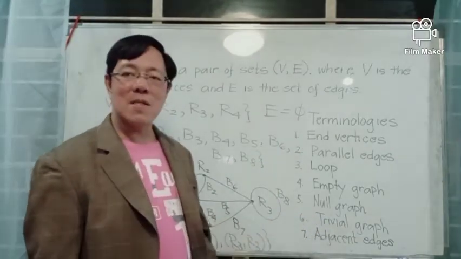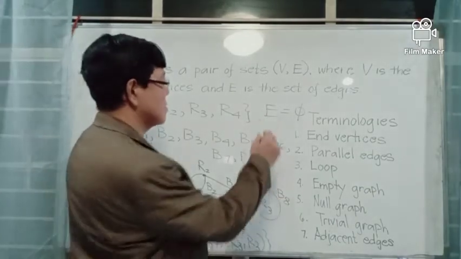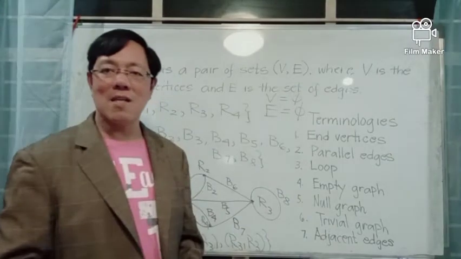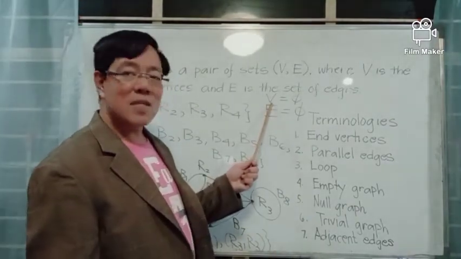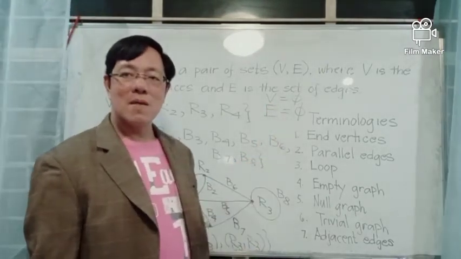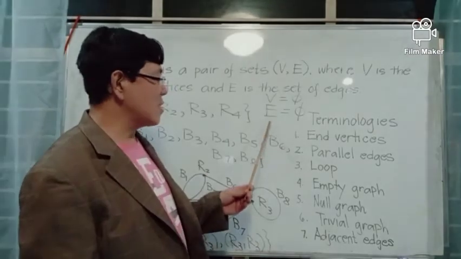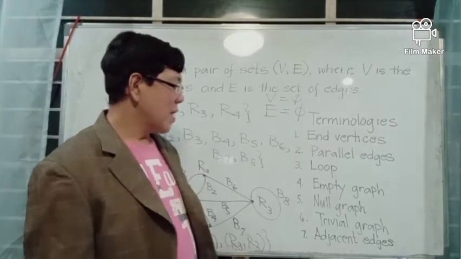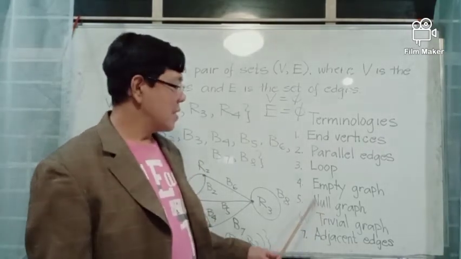A null graph is a graph whose set of vertices is a null set or empty set. If the set of vertices in the graph is a null set or empty set, that means that naturally the set of edges is also empty. That means there is actually no graph, and that graph is known as a null graph.